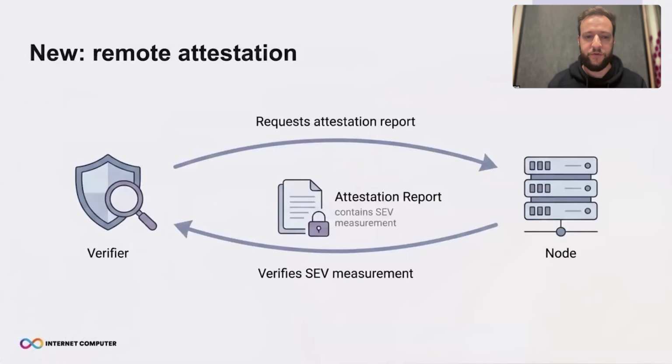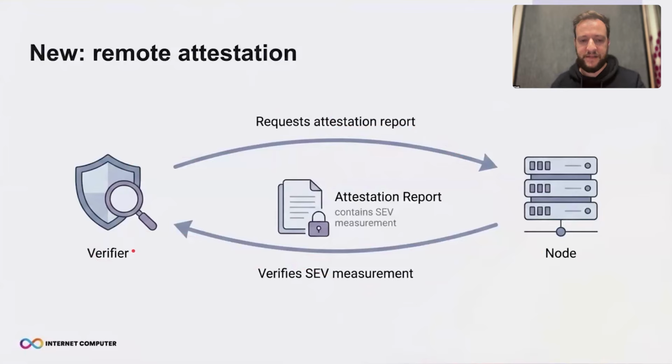The last new feature I want to mention is remote attestation. This allows other nodes to verify the state and the software that is running on one of their peers. How this works is very similar to the upgrade mechanism. So the verifier requests an attestation report from one of the nodes, and then as an answer, it returns this attestation report. And at that point, the verifier can verify different things about this node.